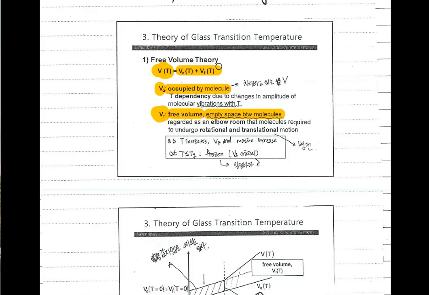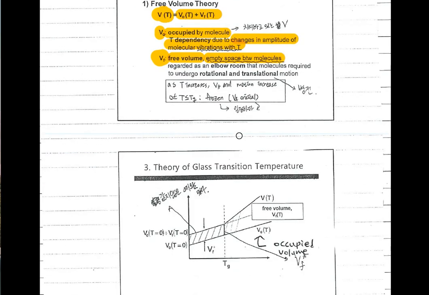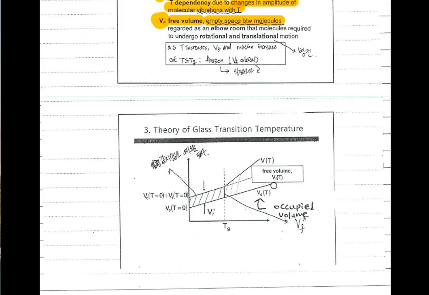So this free volume theory explains the behavior of Tg based on this free volume. This occupied volume changes if the molecular vibration of the polymer chains change as a function of temperature. If you look at this graph, this is the occupied volume as a function of temperature. As you increase the temperature, occupied volume slowly increases.